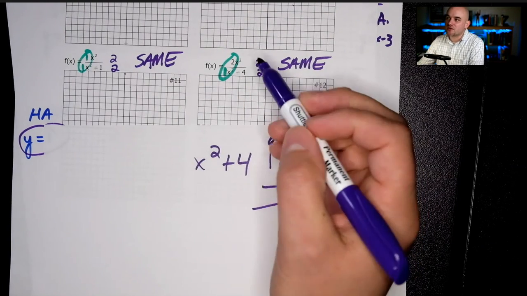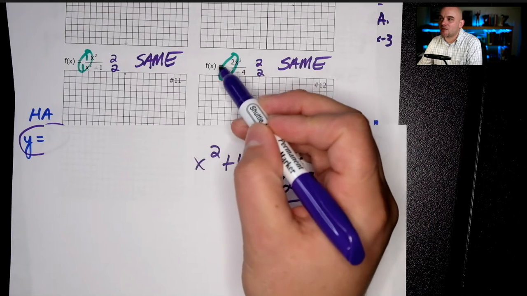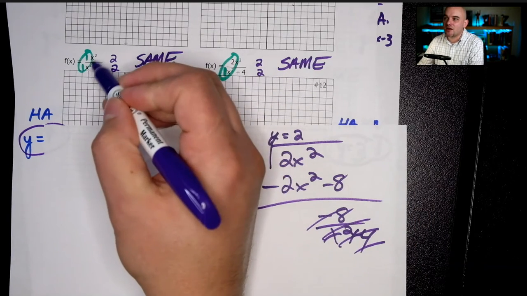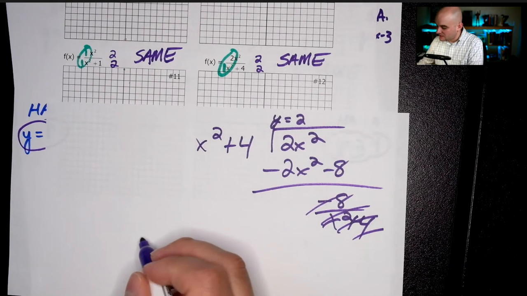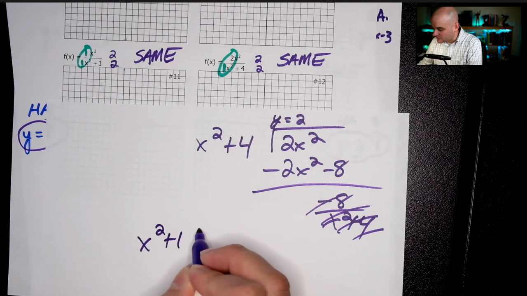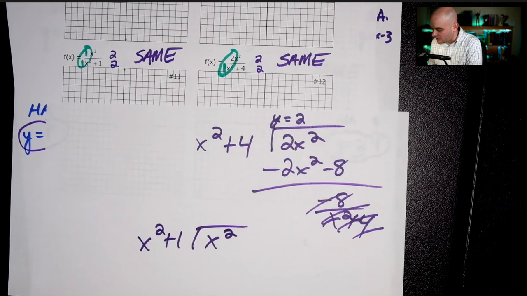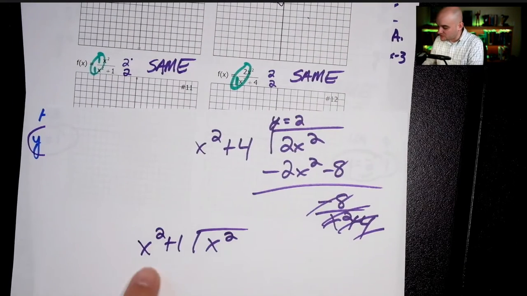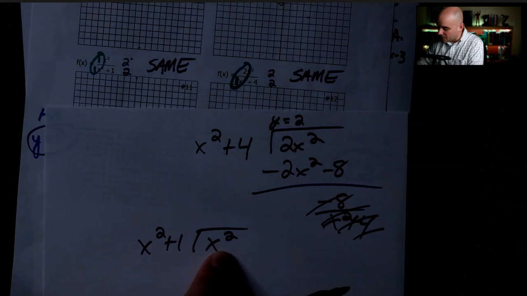It's just much easier to recognize, hey, the degrees are the same. I'm just going to take the ratio of the coefficients. Same thing over here. If I were to divide out number 11 and say, how many times does x squared plus 1 go into x squared? Notice the degrees were the same, so we took the ratio of the coefficients, but look what's going on here. X squared goes into x squared.